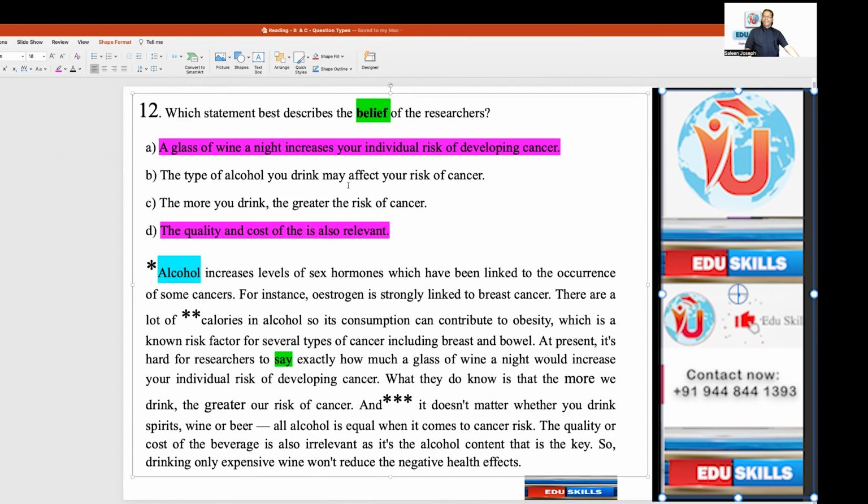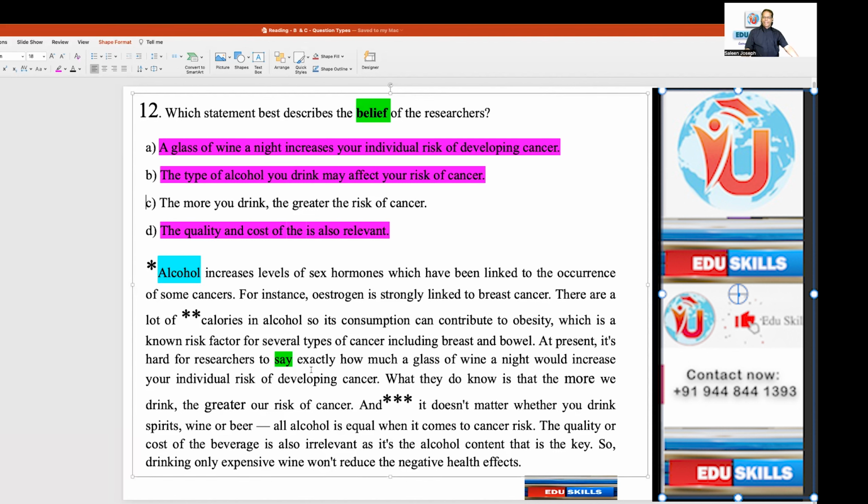The type of alcohol you drink may affect your risk of cancer. Some brand, as you said, common sense itself says any brand. And even the topic sentence says any alcohol. Again, it is reiterated here. It doesn't matter whether you drink spirits, wine, or beer. It doesn't matter what brand you drink, it will affect you, and it will cause cancer. Is that clear? The more you drink, the greater the cancer.